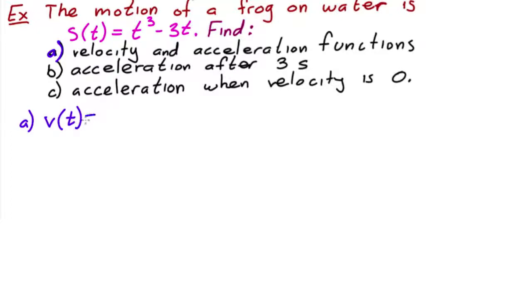So we have the velocity of this guy, which is the derivative. I'll just use the power rule. So this is 3t squared minus 3. And then the acceleration is the derivative of the velocity, like we said earlier, which is going to be 6t. Now let's draw a picture of this guy.